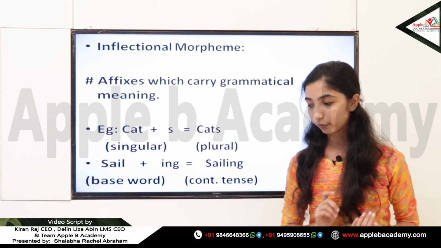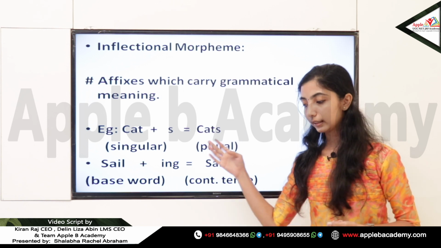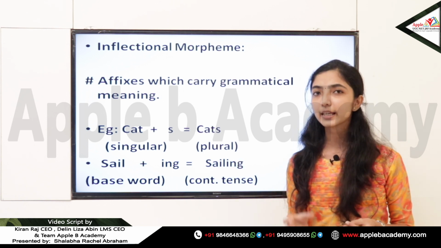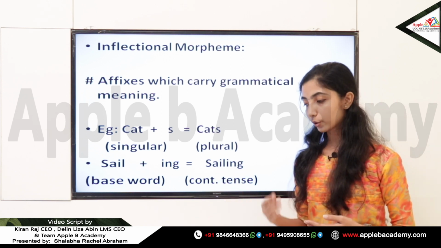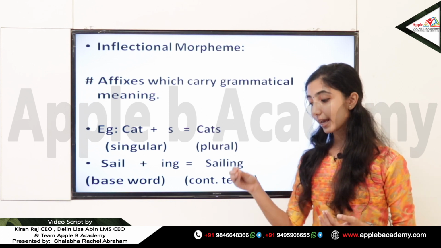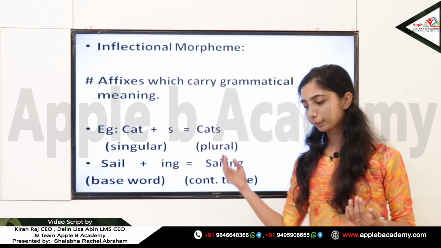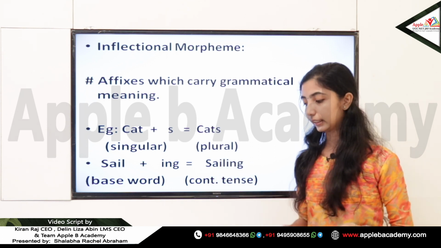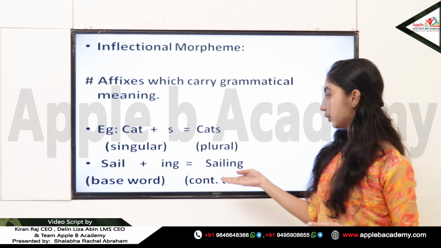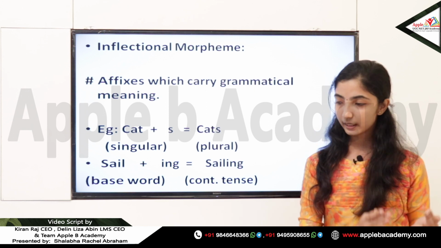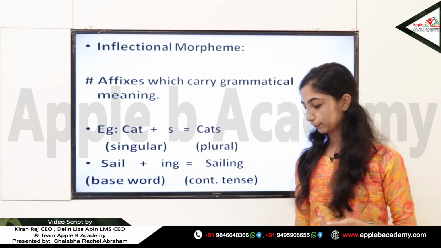Now come inflectional morphemes. Affixes which carry grammatical meanings are known as inflectional morphemes. For example, cat is a singular word, while cats becomes a plural word. So when the inflectional morpheme s is added to the word cat, the singular form changes into a plural form. Another example is that of sail and sailing. To the base word sail, we add the continuous tense, that is the ing form, to make it into the word sailing.